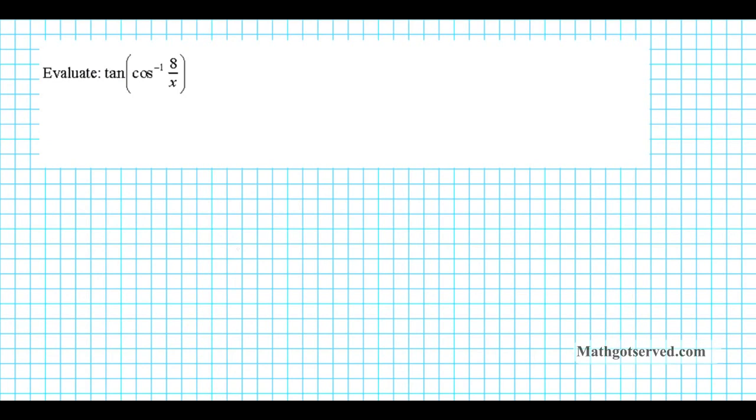Alright, let's take a look at the last one, question number 8. We're to evaluate tan of the inverse cosine of 8 over x. So we can look at this argument of our tan function as an angle theta. Let's say theta is equal to the inverse cosine of 8 over x. If theta is equal to the inverse cosine of 8 over x, what do you think these two measures are in a triangle in standard position?